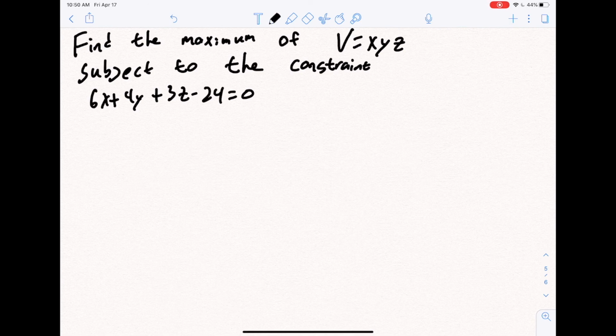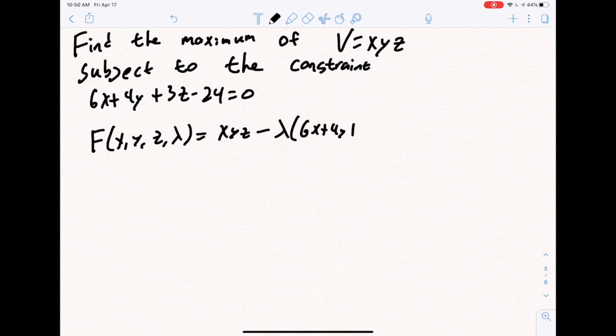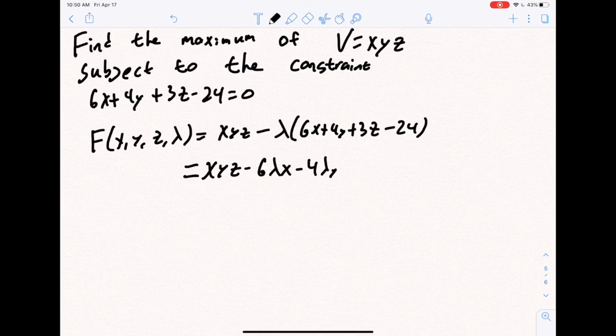We're going to put this all in one big equation, and what we're going to end up with is F of x, y, z, lambda equals x, y, z minus lambda times 6x plus 4y plus 3z minus 24. And let's expand that out. We get x, y, z minus 6 lambda x minus 4 lambda y minus 3 lambda z plus 24 lambda. And so now this is just like last time, except we have an extra variable. We have an x, a y, and a z. That just means we take another partial derivative.